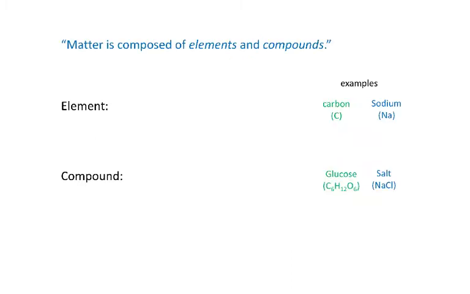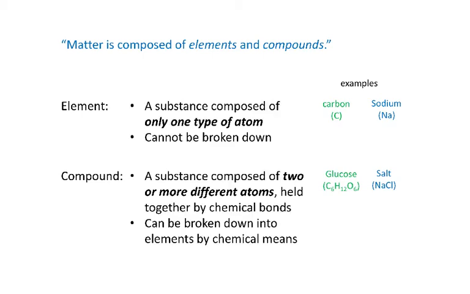Now, if you remember how we started last chapter, we had this same slide, right? We know that in chemistry, matter is composed of elements and compounds, and we defined these before. So see if you remember. Here are some examples of elements, some examples of compounds. And we said that an element is a substance composed of only one type of atom that cannot be broken down. A compound is a substance composed of two or more different atoms held together by chemical bonds, and it can be broken down back into its elements.